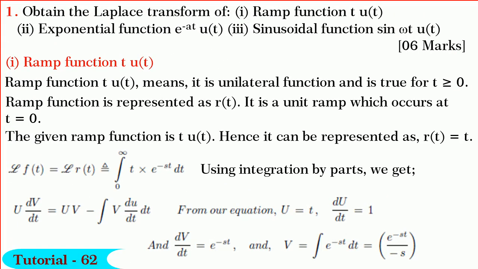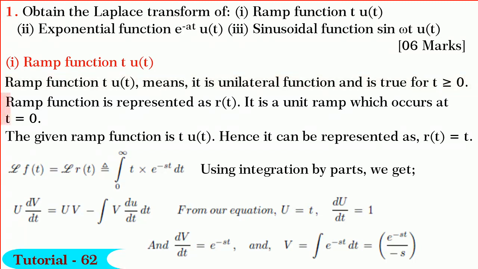Friends, first we shall answer question 1 to obtain the Laplace transform of ramp function t u of t, exponential function e to the power of minus at u of t, and sinusoidal function sin omega t u of t. First consider the ramp function t u of t. We know the ramp function t u of t means it is a unilateral function and is true for t greater than or equal to 0.